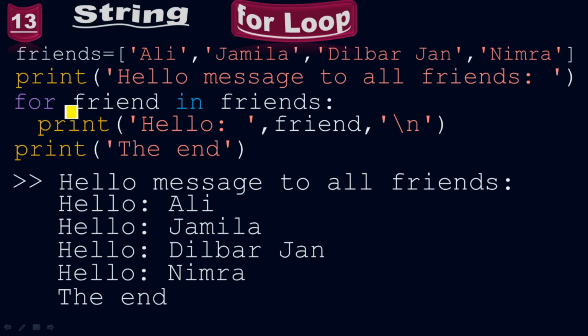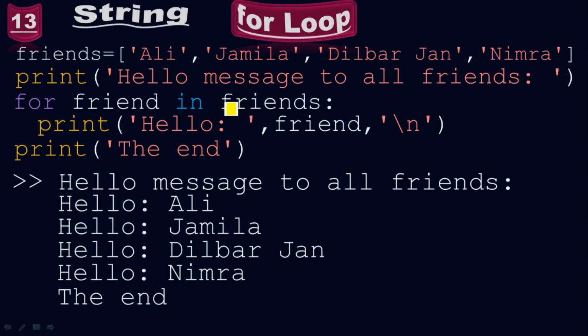Now to use the for loop here: for friend in friends. What is this friend? Friend is the representation of the individual strings here. They have been named with the name friend. This friends is the variable name, which equals this whole list. It represents this whole list.